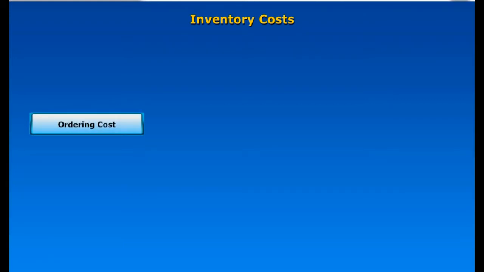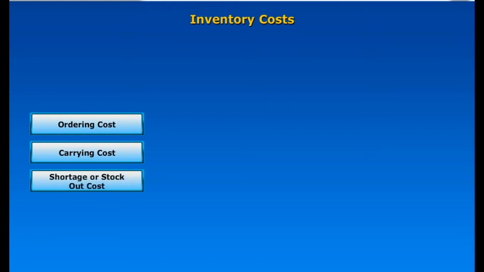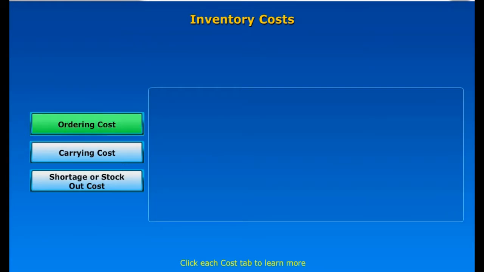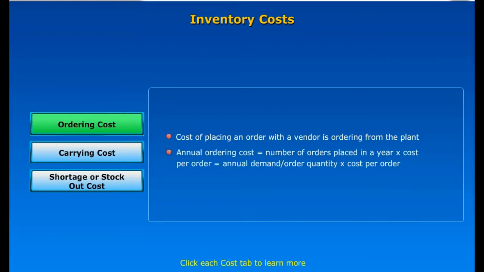Inventory costs: ordering cost, carrying cost, shortage or stockout cost. Click each cost tab to learn more. Ordering cost. The cost of placing an order with a vendor or ordering from the plant. Annual ordering cost is equal to the number of orders placed in a year times the cost per order, which is equal to annual demand over order quantity times cost per order.